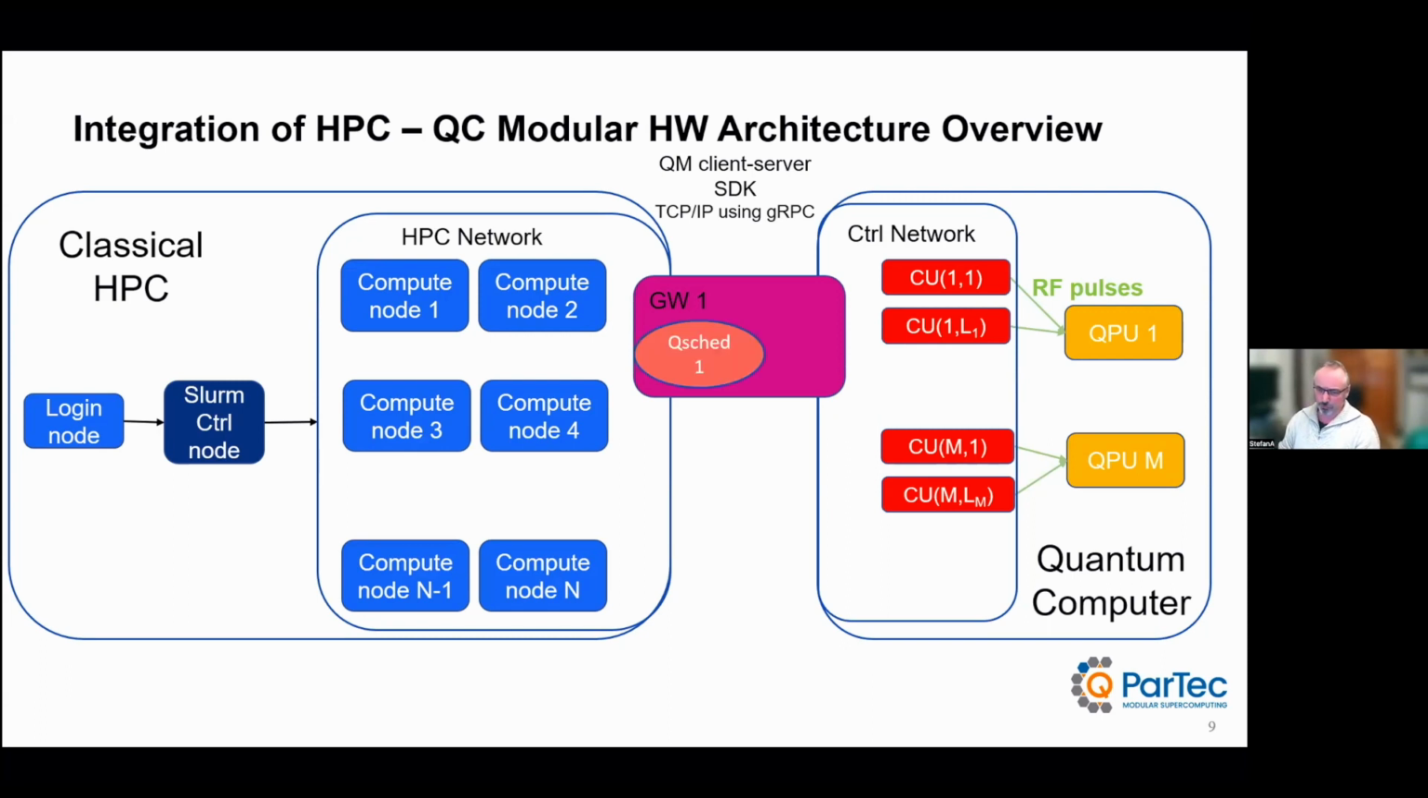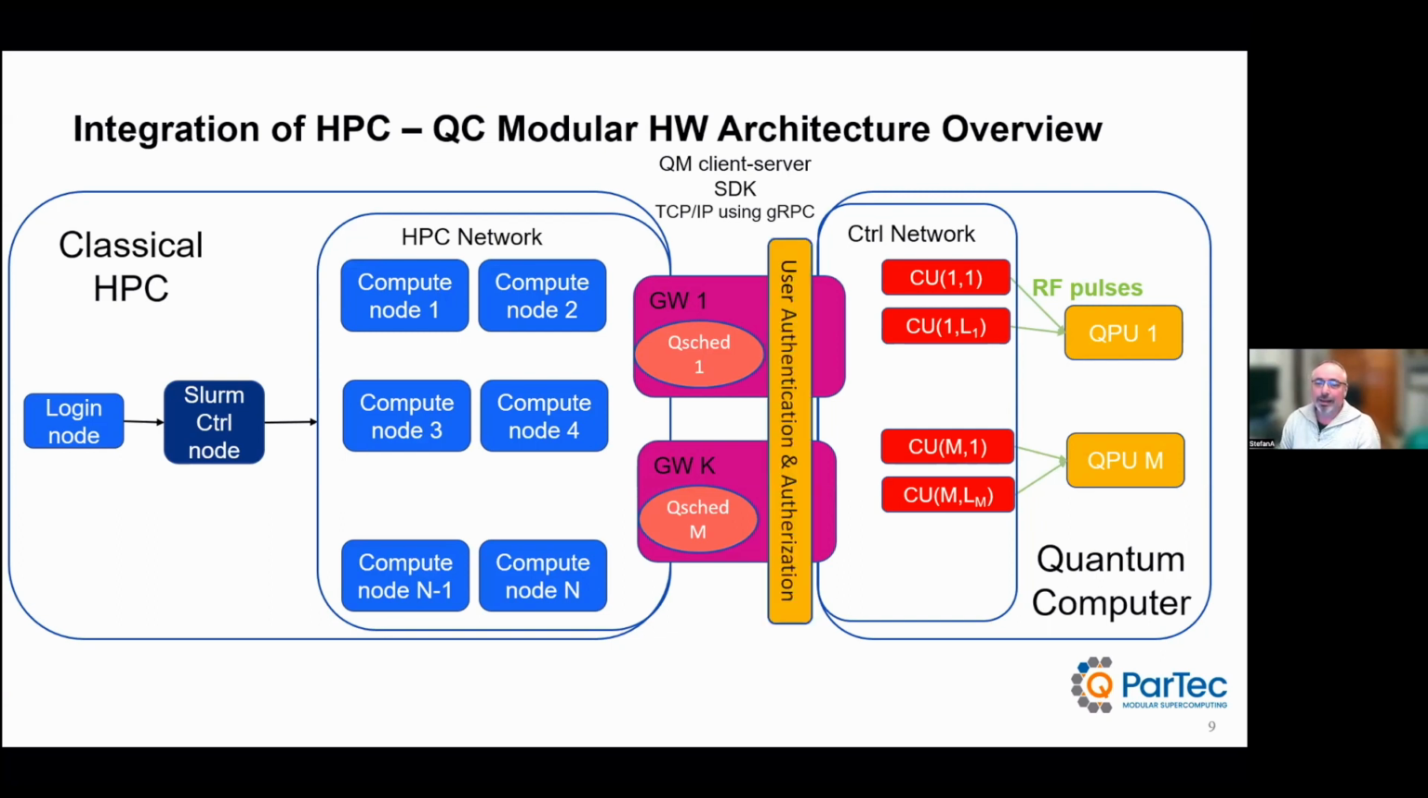On the gateway node, we put a quantum scheduler into it, which can schedule the jobs coming in from the classical HPC onto the different QPUs. And we want to be able to scale it, so you don't have one gateway node, you can have 2K, depending on the size of your quantum system. And on that level, we also put the user authentication and authorization into it. So you make sure that only the users who should access the QPU at that time are able to do it.